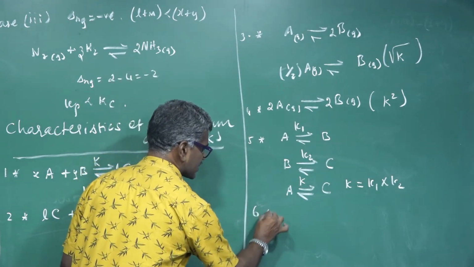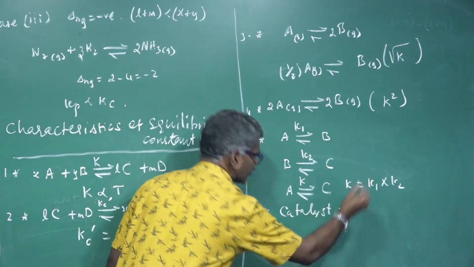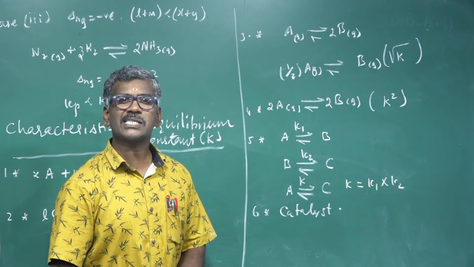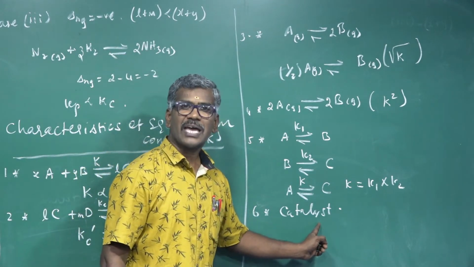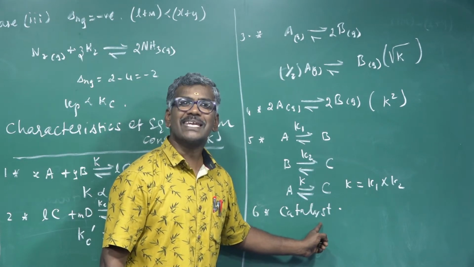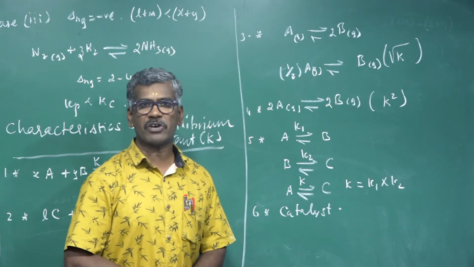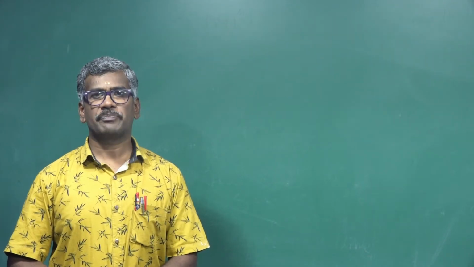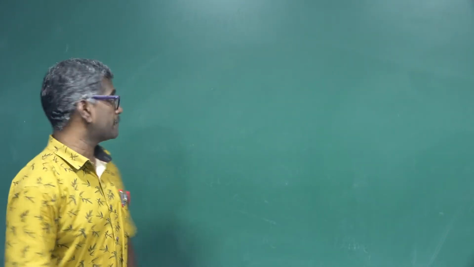Next, point number 6. Catalyst. The value of the equilibrium constant does not change by the addition of a catalyst, because a catalyst is used to increase the speed of the reaction in both forward and backward reactions to the same extent. Another topic, equilibrium constant for the heterogeneous equilibrium.